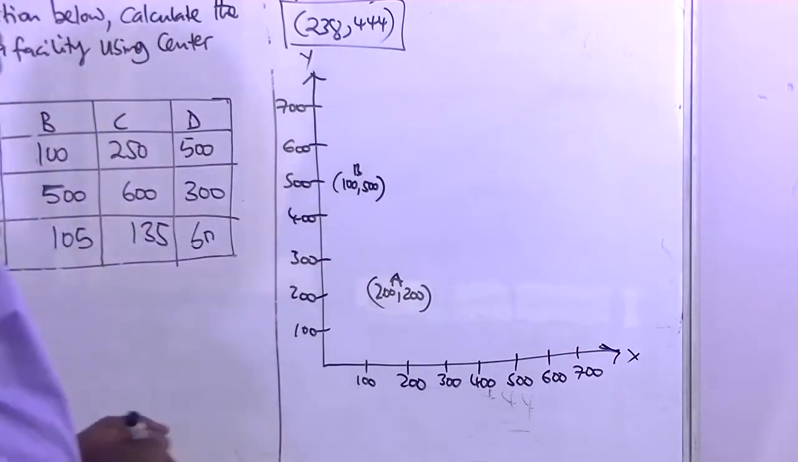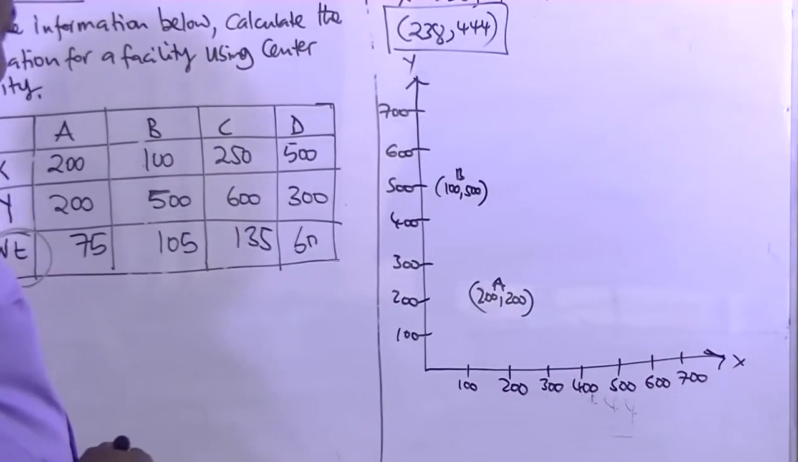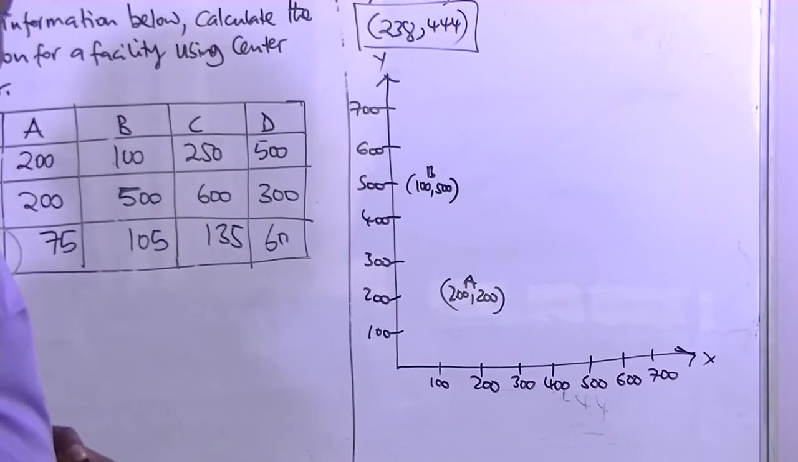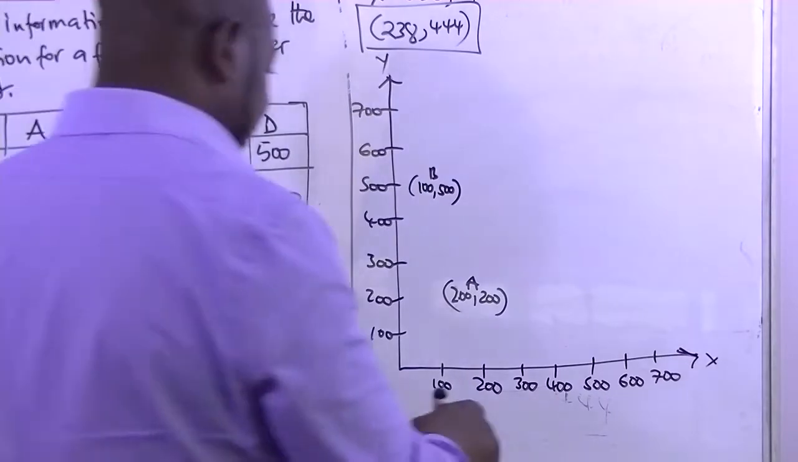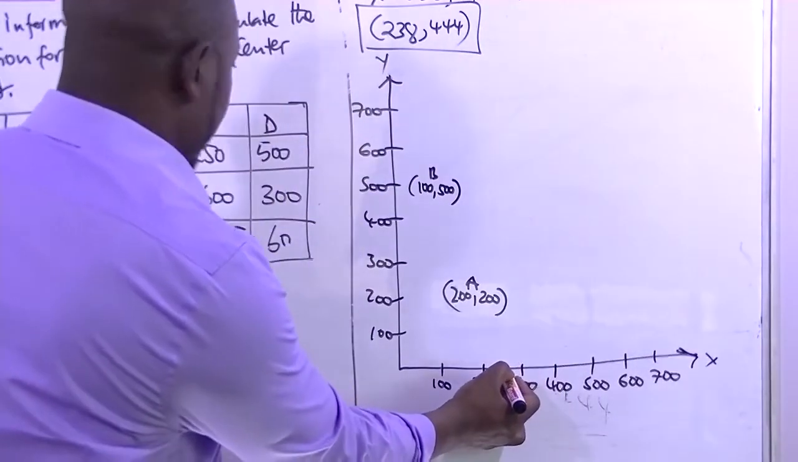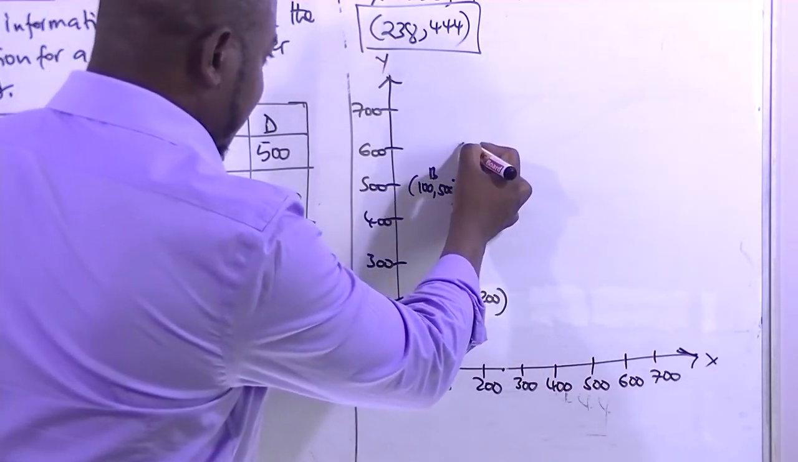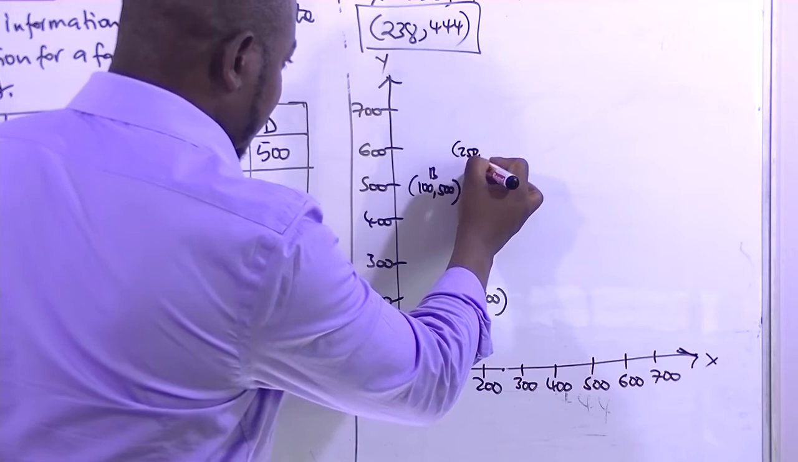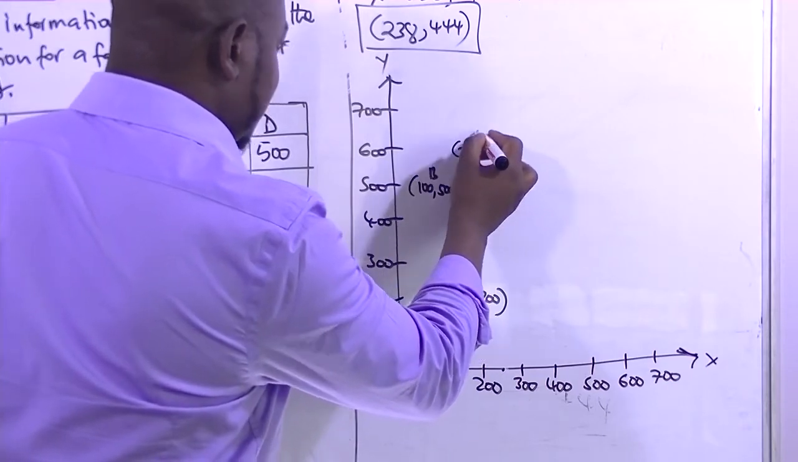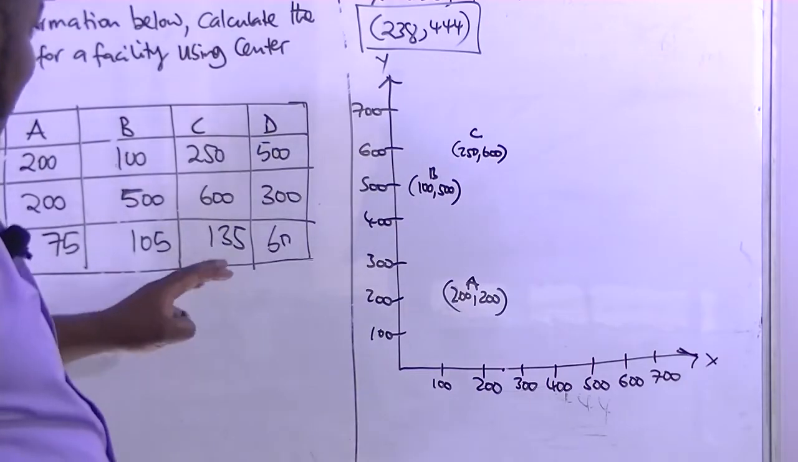That's where B is. And C, the X is 250, and the Y is 600. 250 is somewhere here, and then 600 is there. So 250, 600. This is our C. Our D is at 300.